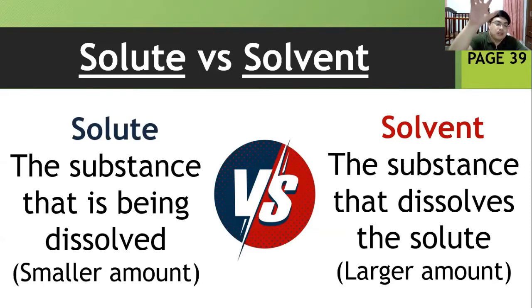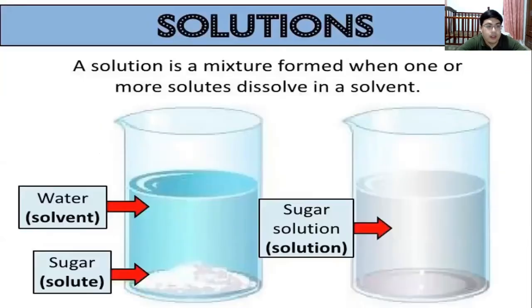So this is what's important in knowing what solutions are. Okay? The solute and the solvent. Now, a solution, again, is a mixture formed when one or more solutes dissolve in a solvent. Okay? And this is the common example that we have here. Sugar solution.